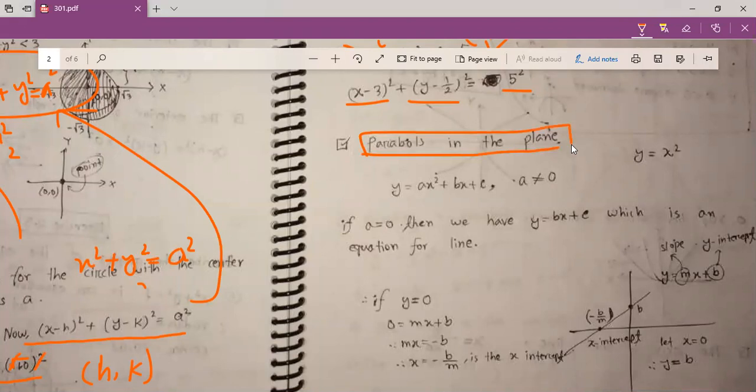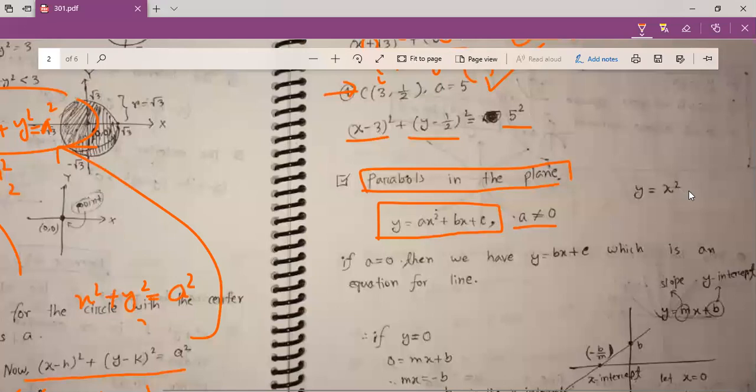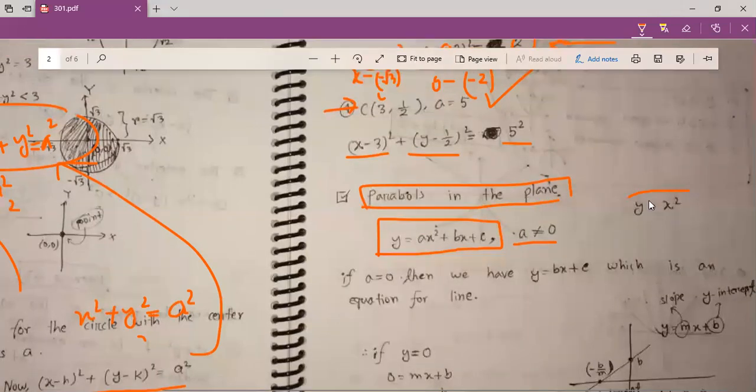So now we will talk about parabolas. Our general equation is y is equal to ax square plus bx plus c. Here a is not equal to 0. We also have another equation, y is equal to x square. Most of the time we will use this equation.